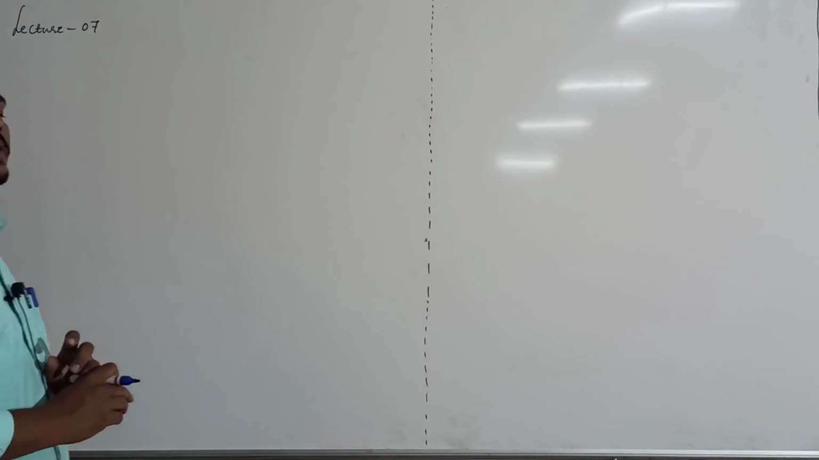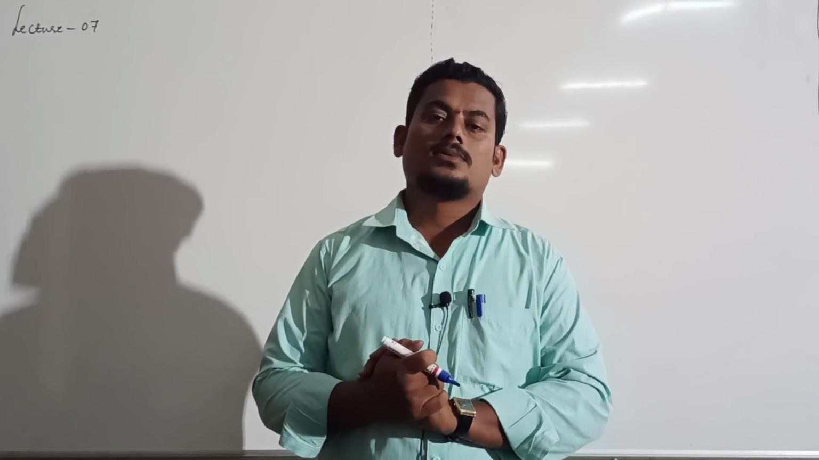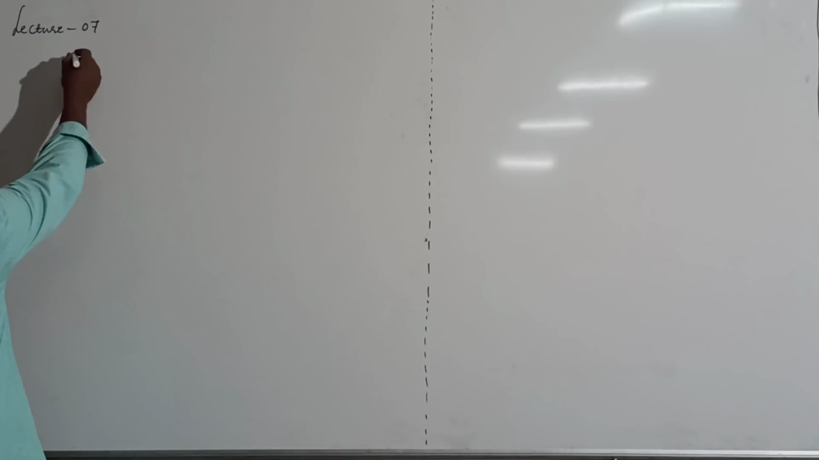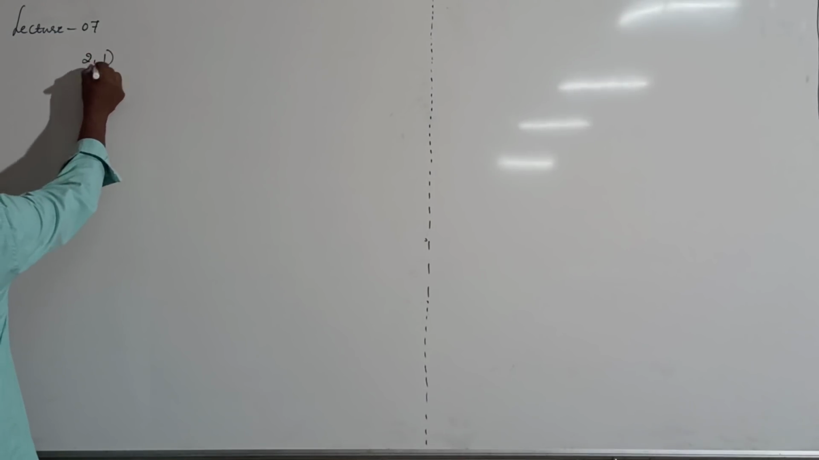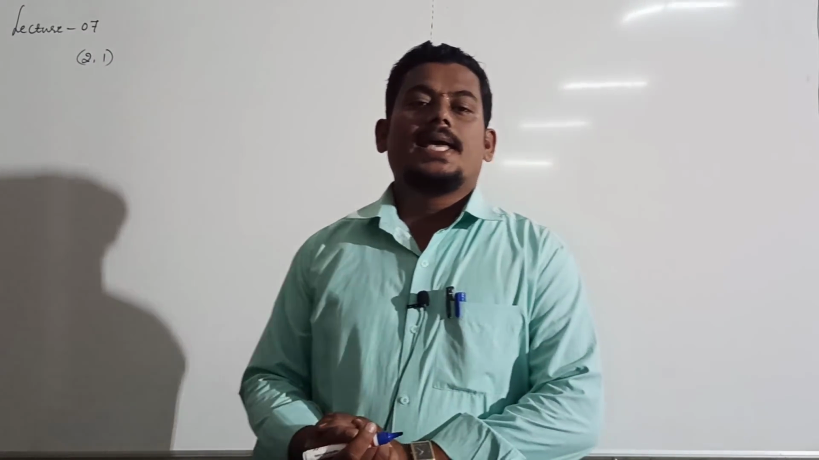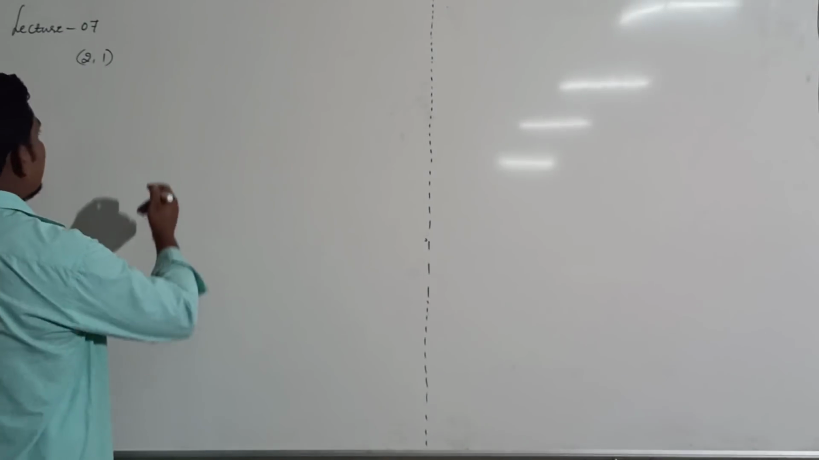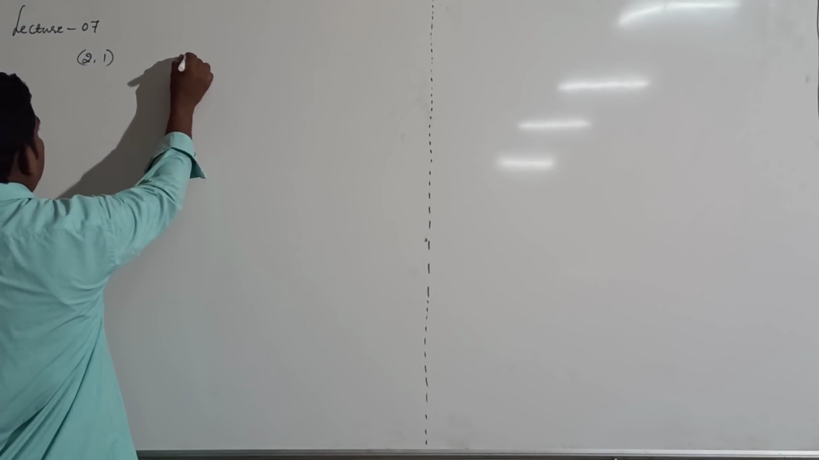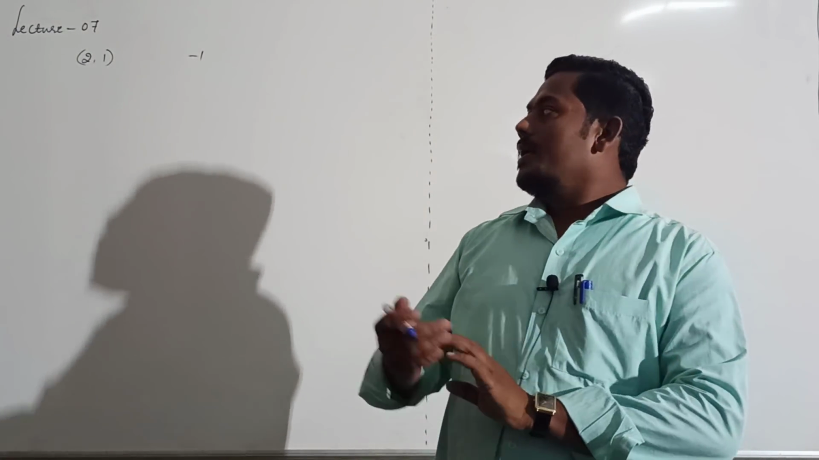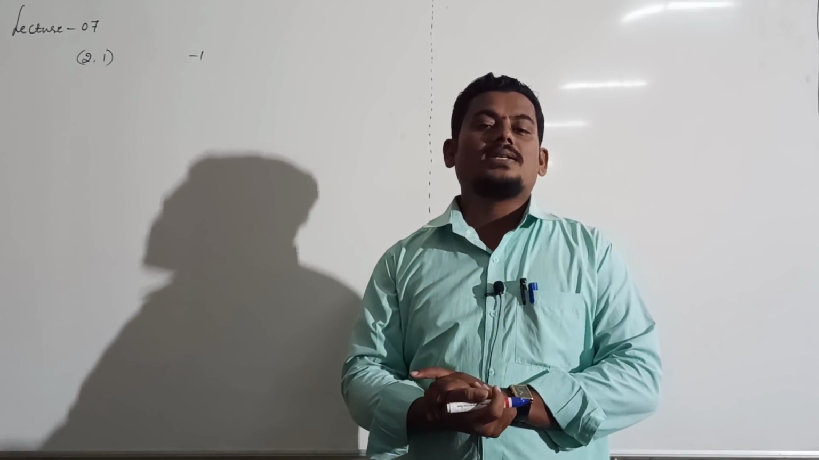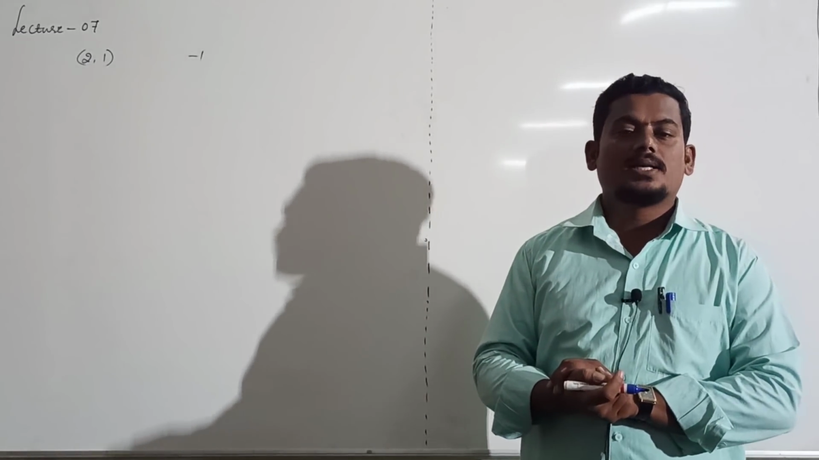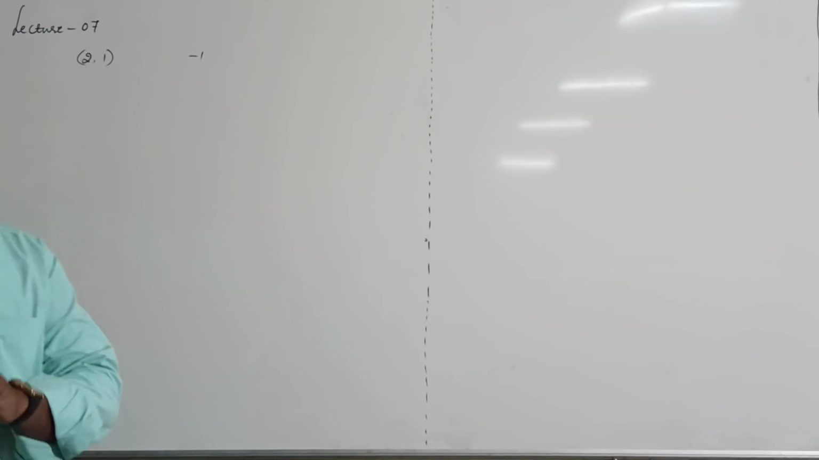Problem: find the equation of the line passing through 2, 1. First problem: find the equation of the line passing through 2, 1 having slope -1, right? What they have given? Find the equation of the line passing through 2 comma 1 having slope minus 1, right? They have given two conditions.